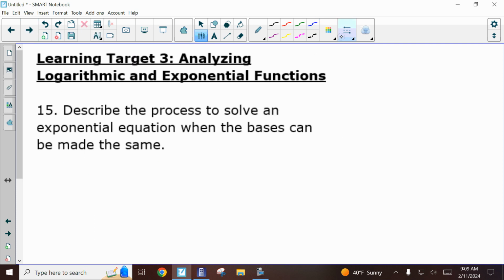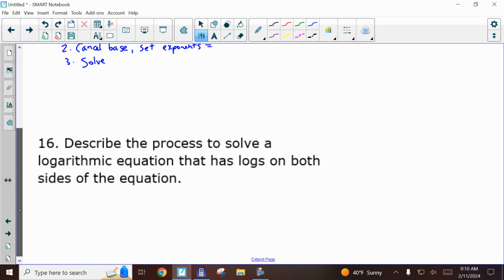So let me grab my skiing pen. Step 1, rewrite with same base. Step 2, cancel bases. So when you cancel the bases, you can set your exponents equal. Then you solve. And that's pretty much it. I mean, you can check when you solve, but exponentials, they don't cause any issues when you have positive or negatives and zeros, so I wouldn't even bother checking.